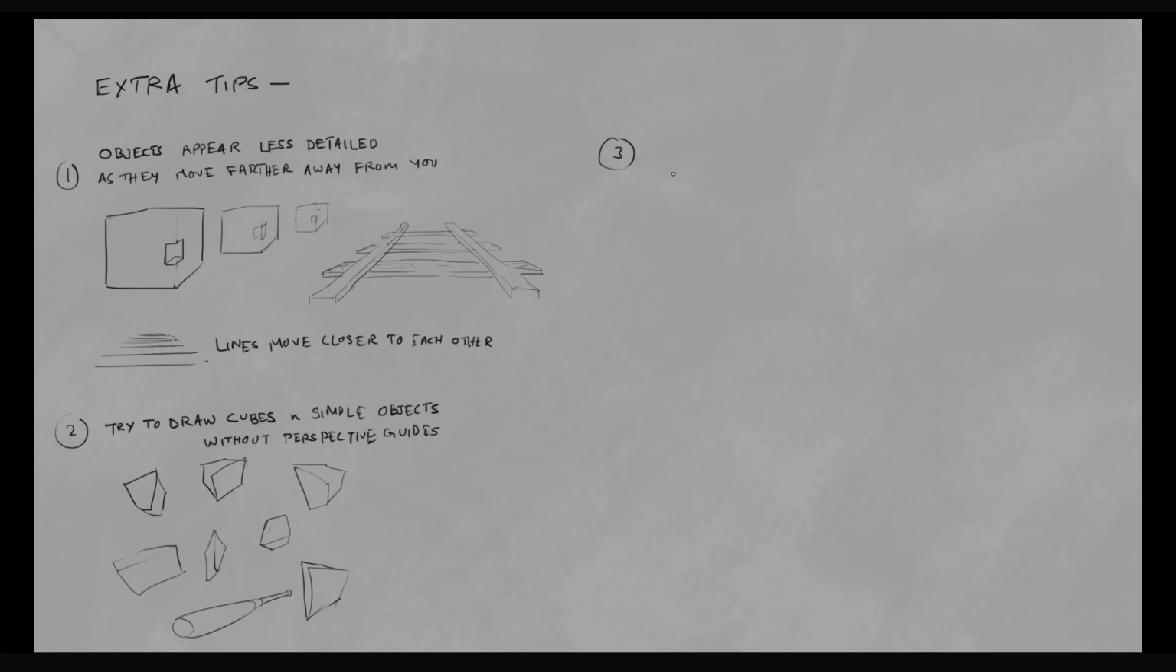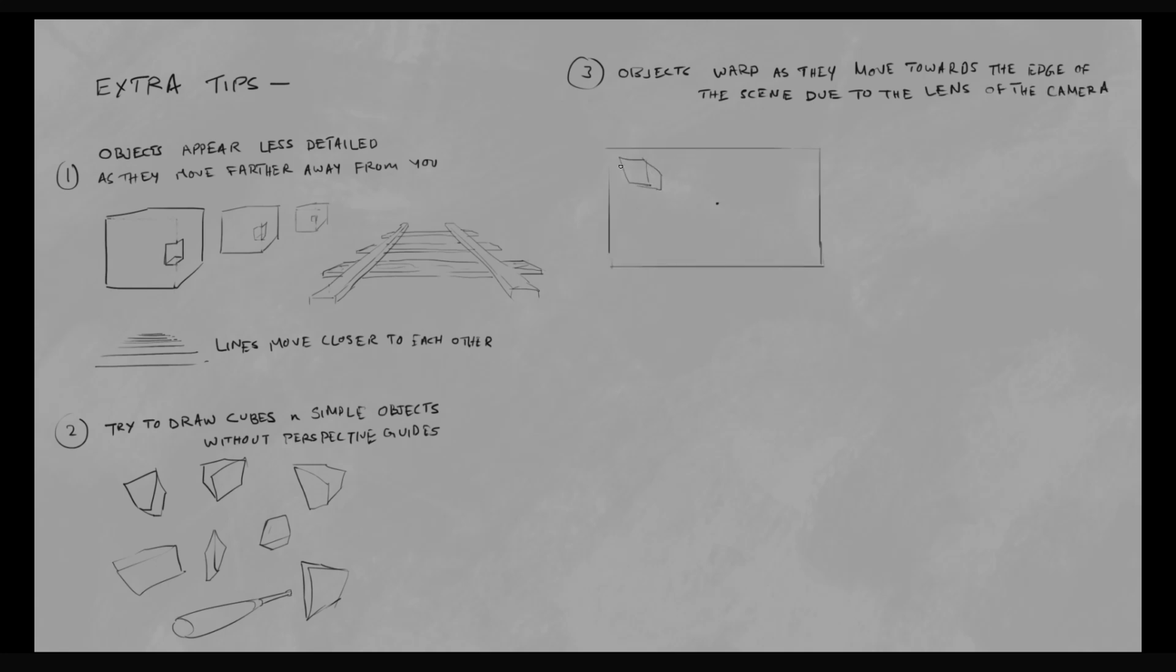The next one is related to lens distortion and lens warping. Objects warp as they get closer to the edges of the scene. As you can see, the cube is warped and even the circle is warped, rather the sphere is warped because it is closer to the camera, thus creating that lens distortion.